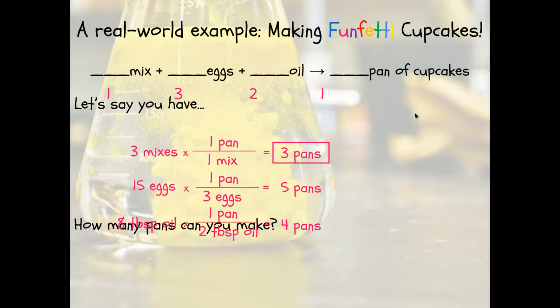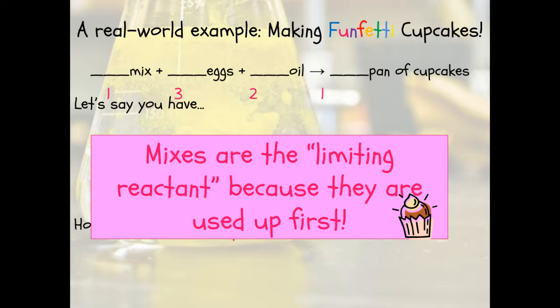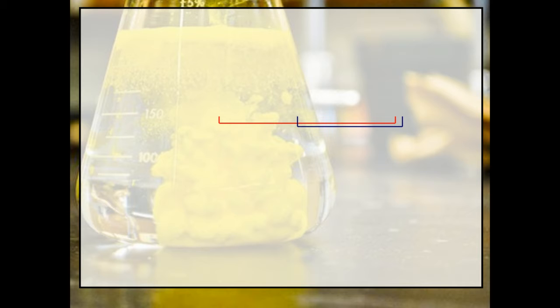It won't happen. It won't exist. So we say that the mixes are limiting. They are the limiting reactant in this chemical equation or in this cooking equation. So let's apply it to chemistry.